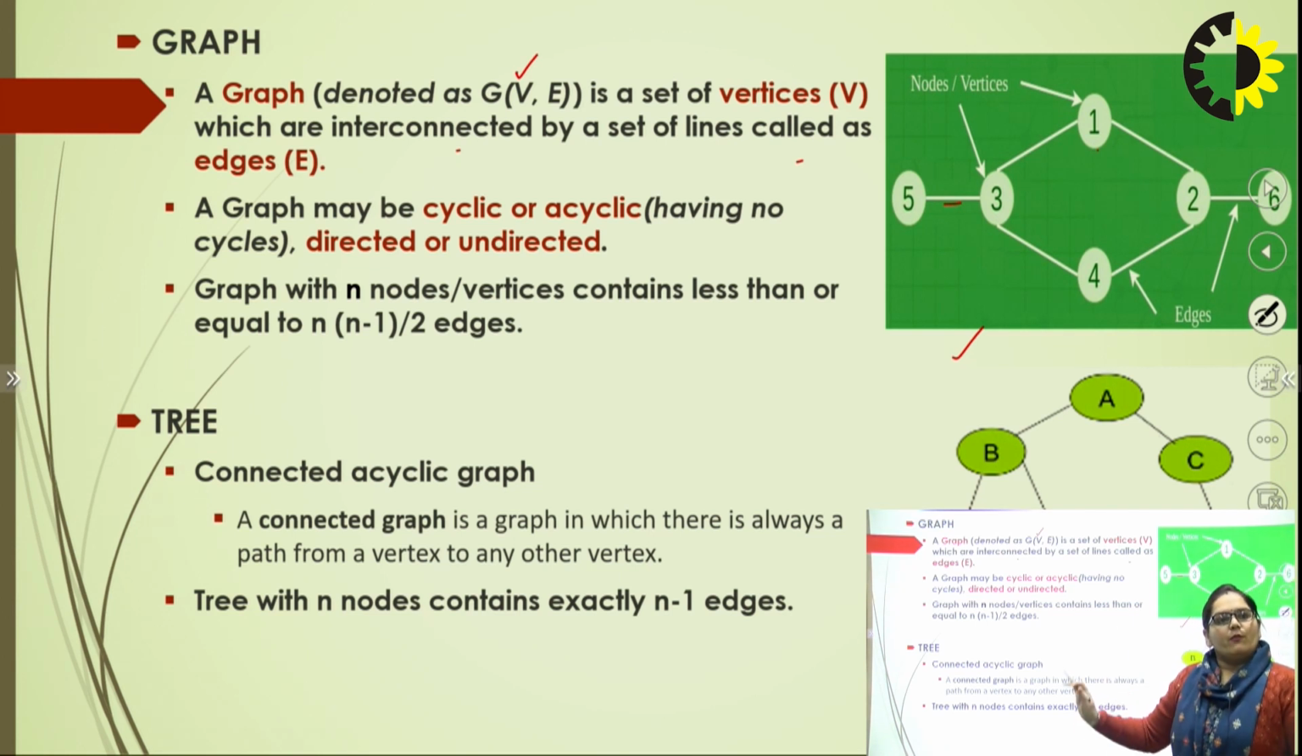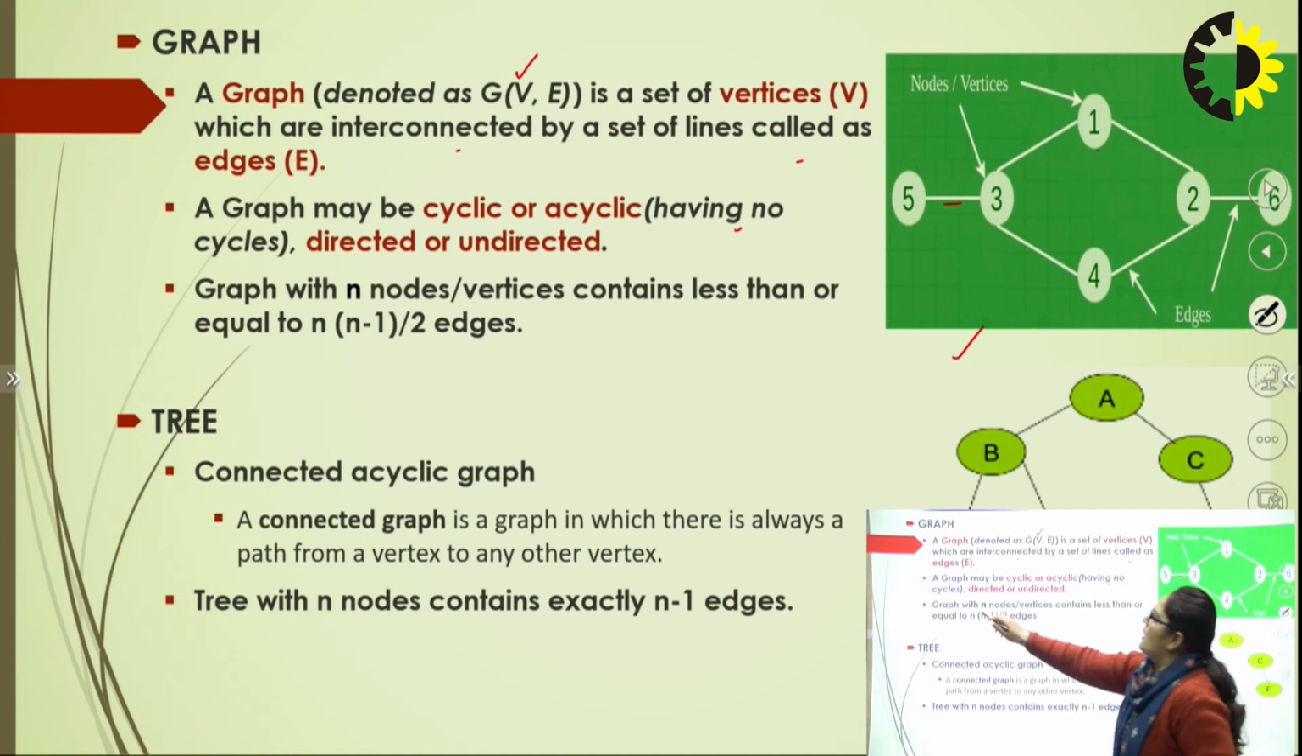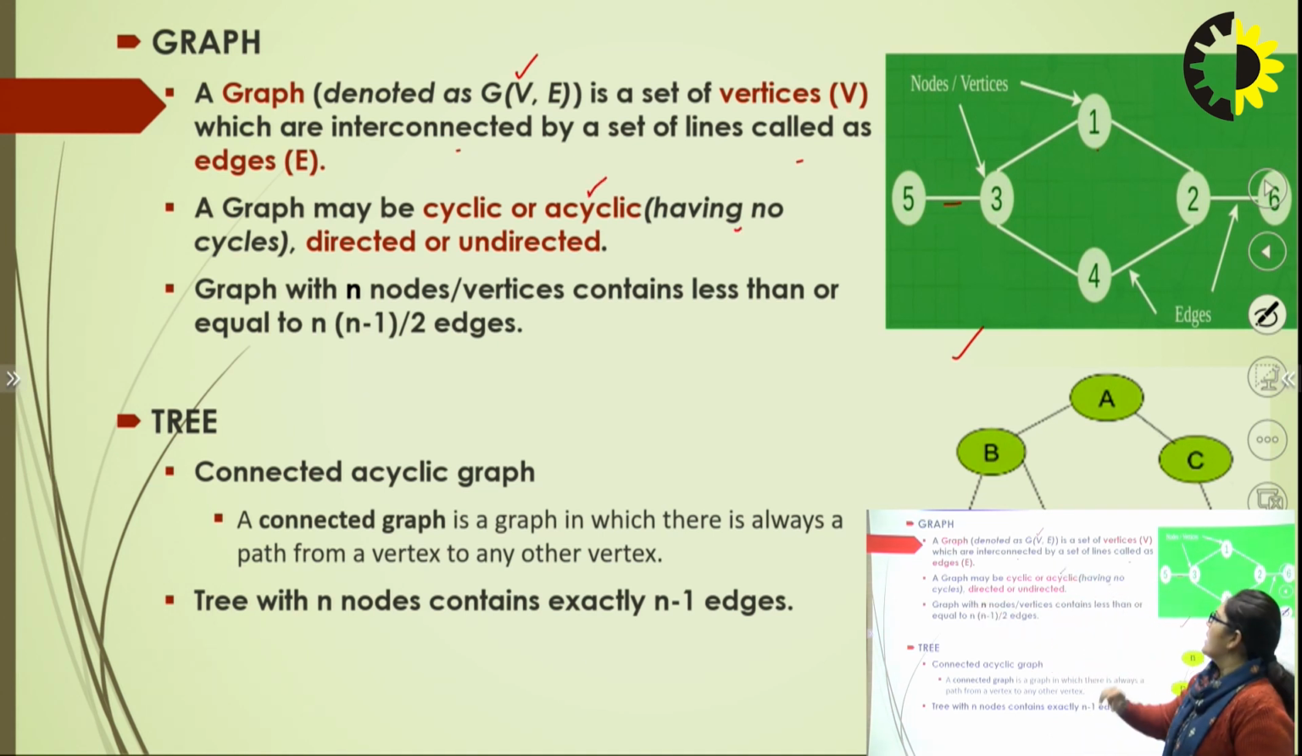Your graph may be a cyclic graph or an acyclic graph. Cyclic graph means that if there is a loop or cycle present in your graph, then it is cyclic. Otherwise, if there is no cycle present in your graph, it will be acyclic. This graph is a cyclic graph. As you can see, we have nodes 1, 2, 3 and 4 which are connected by 4 edges, and these edges are making a loop or a cycle. So this is a cyclic graph. Otherwise, if there is no single cycle present in your graph, it will be acyclic.